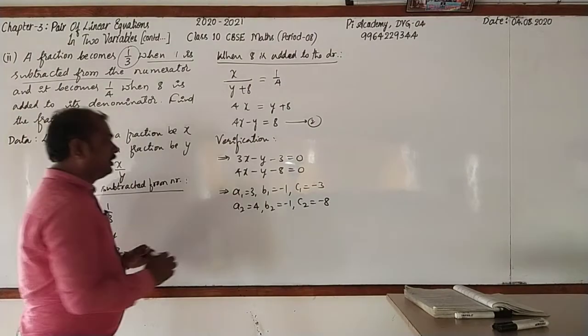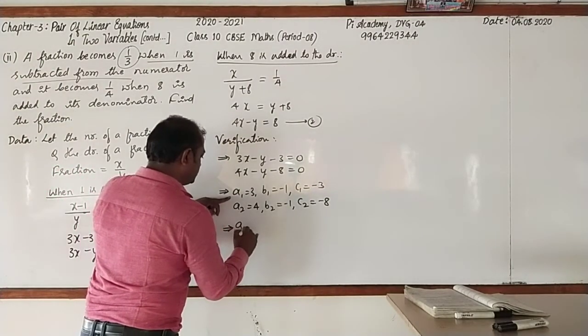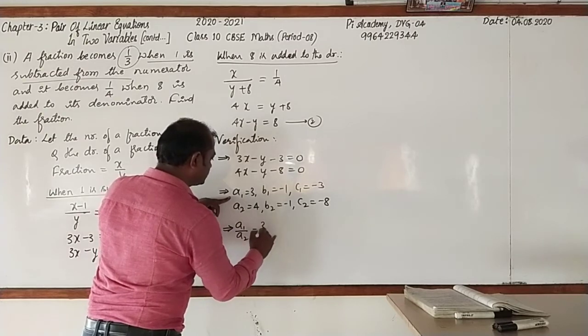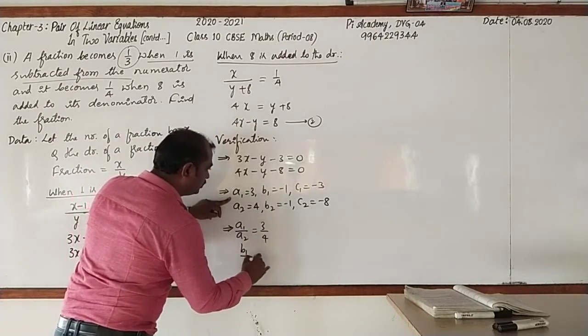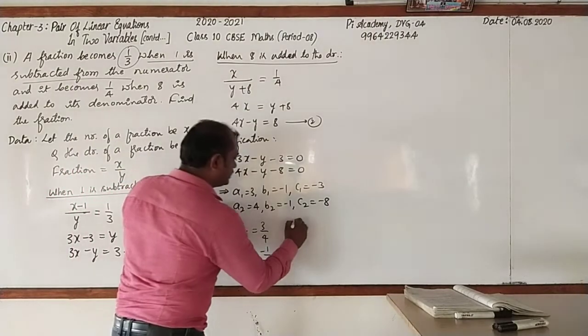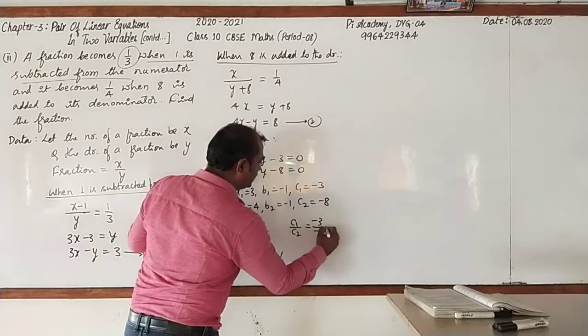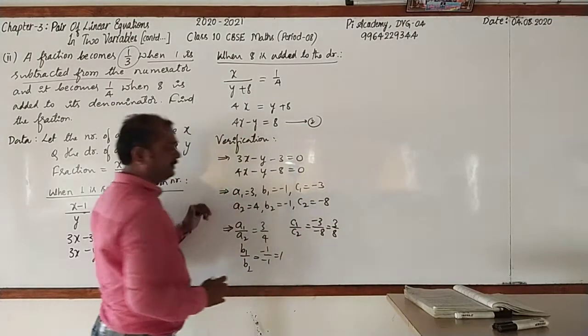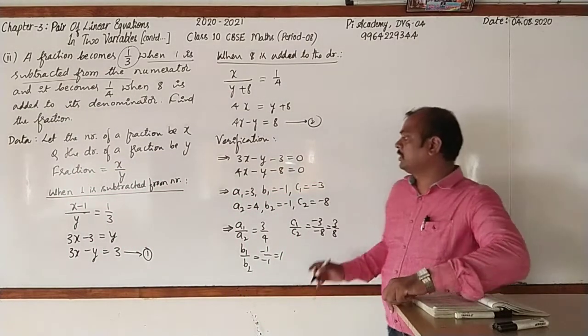Here. Now let us go for finding all the three ratios. First, A1 by A2, it is 3 by 4. B1 by B2, it is minus 1 by minus 1, it is plus 1. Then C1 by C2, it is minus 3 by minus 8, is 3 by 8. Clear? Then go for comparing.